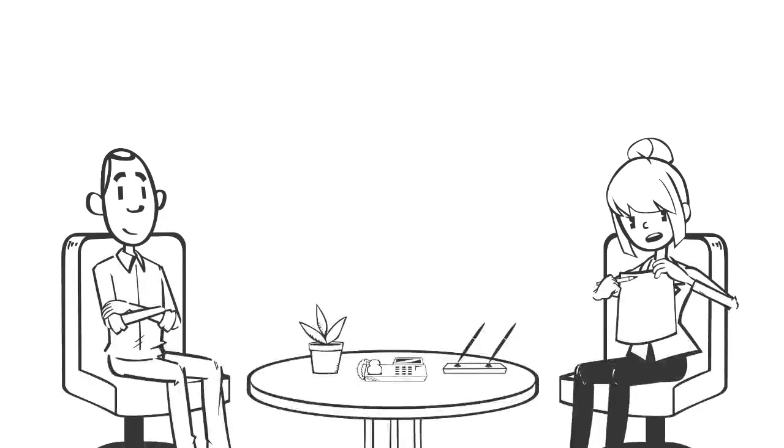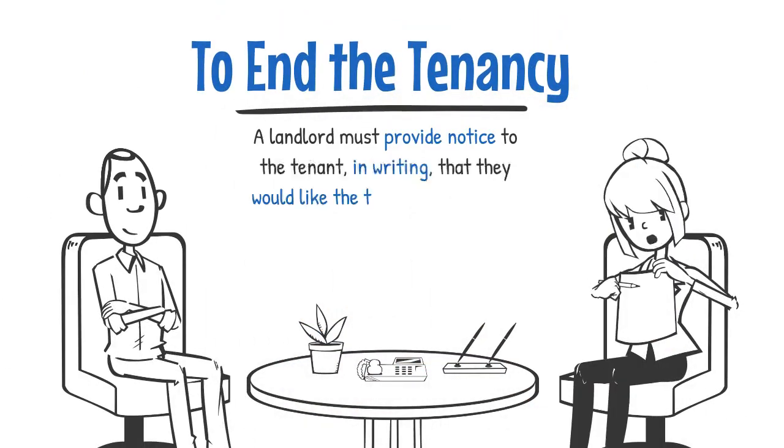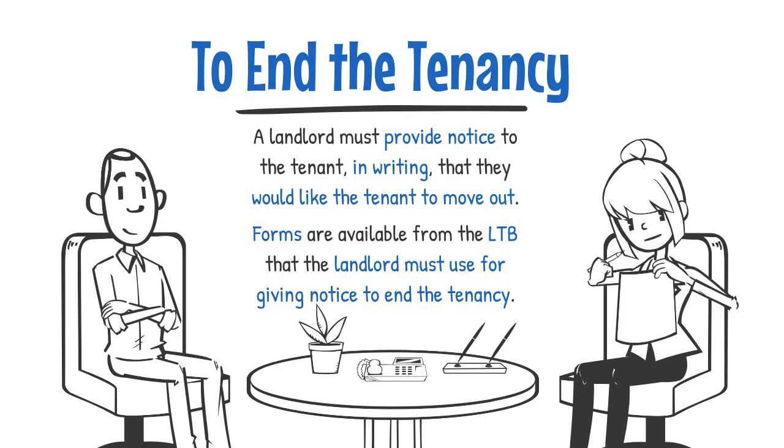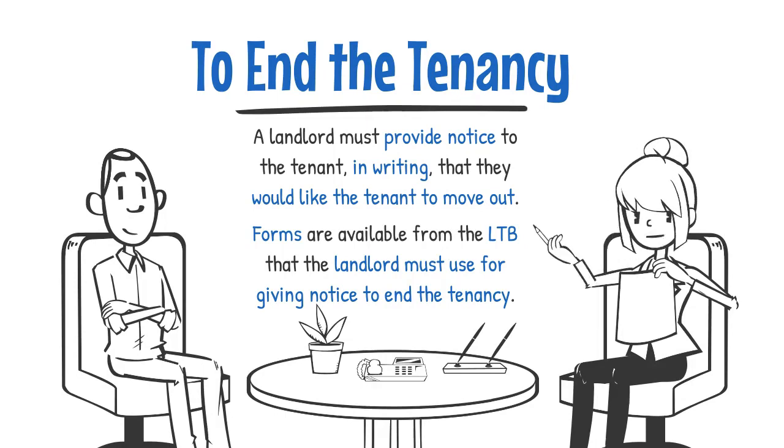To end the tenancy, a landlord must first provide notice to the tenant in writing that they would like the tenant to move out. There are forms available from the Landlord and Tenant Board that the landlord must use for giving notice to end the tenancy.